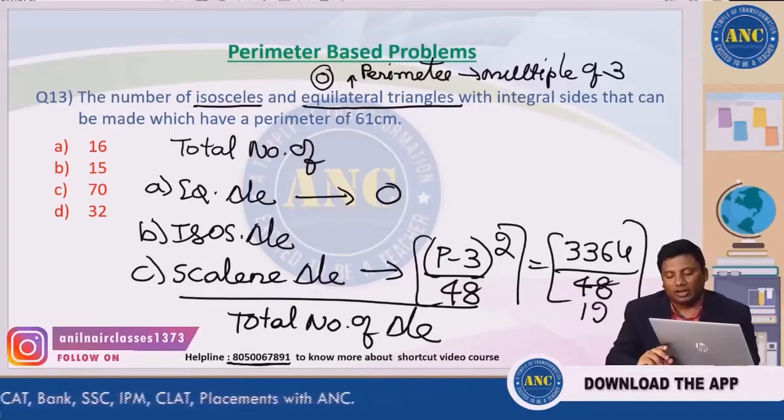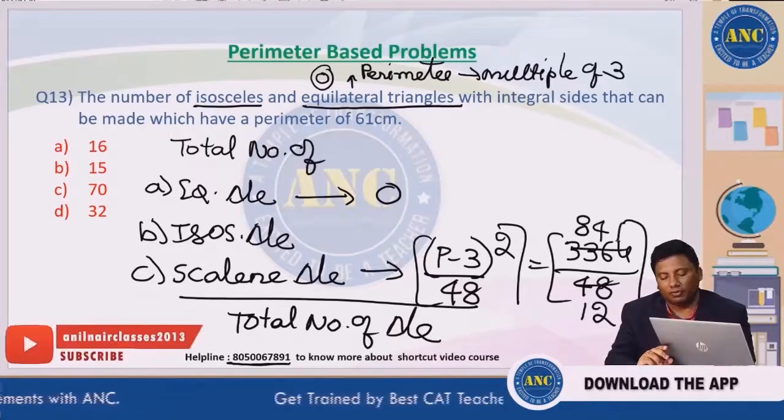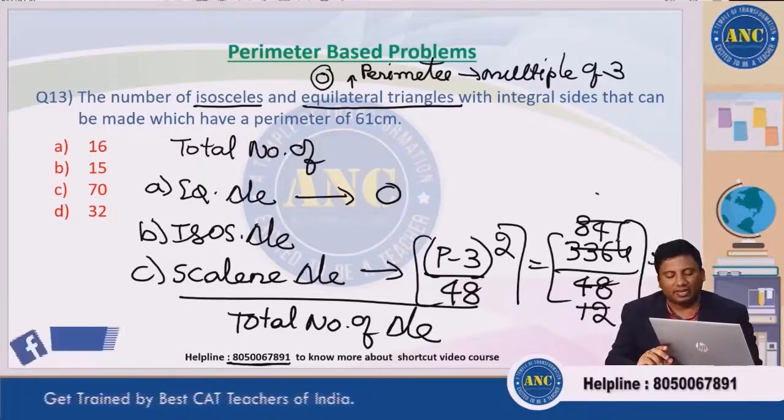4 12s are 48, 4 8s are 32. 16, 4 4s are 16, 4 1s are 4, 12, so here it is 70.